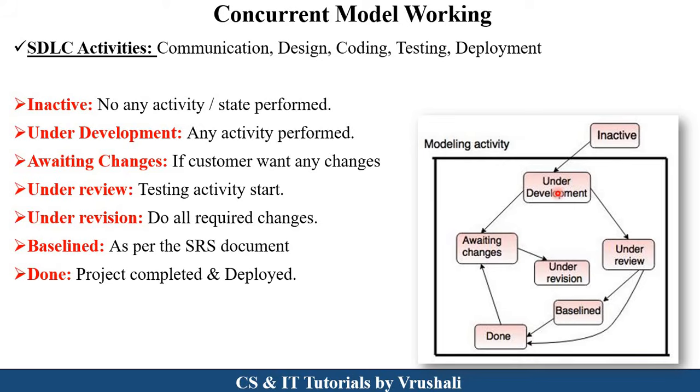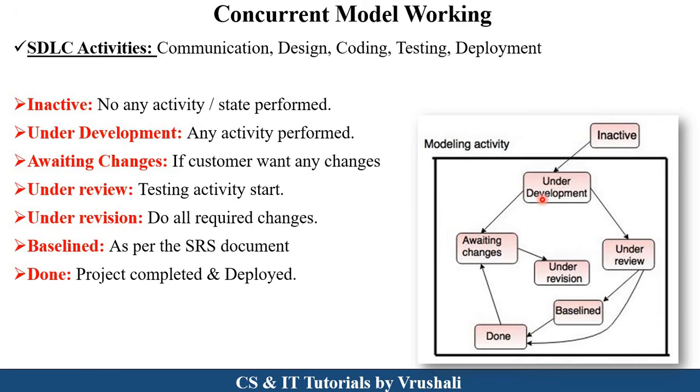Then it moves to the next one, that is the under development state. Under development state means first, communication. So first communication is performed here, that is to collect requirements from the customer and plan accordingly. After communication, they perform the design here to design the product, and after design the coding is performed here. So communication, design and coding are performed concurrently in the under development state.